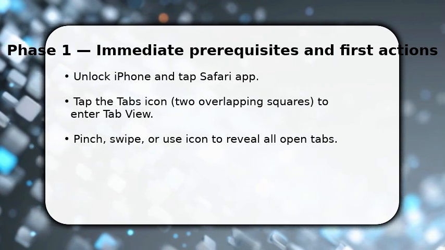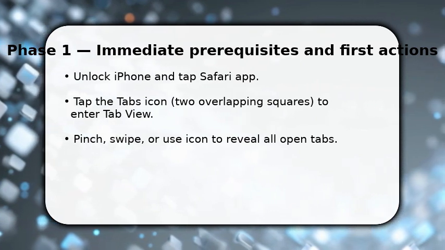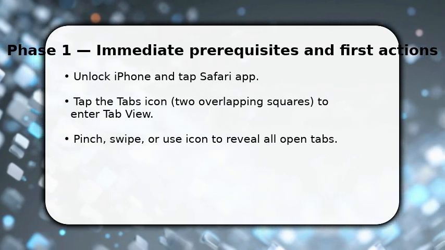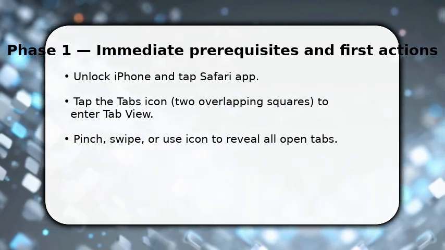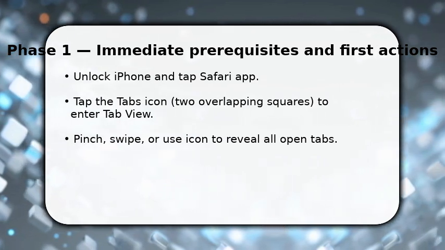Once done, glance for the tab you want to close. You're looking at visual thumbnails so you can be precise. Make sure you're in the right window. Safari can have multiple windows because closing a tab in one window won't affect others. This step sets you up to remove the exact tab quickly.